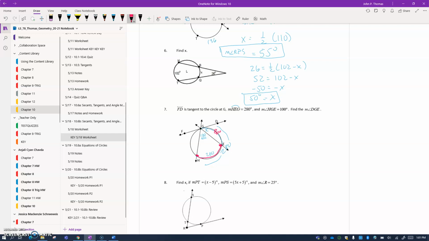Now, once we have that 80, we can say that the measure of angle DGE equals 1/2 the intercepted arc, which is 80. So the measure of angle DGE is going to equal 40 degrees. So we know it's going to be a 40-degree angle right down in there.